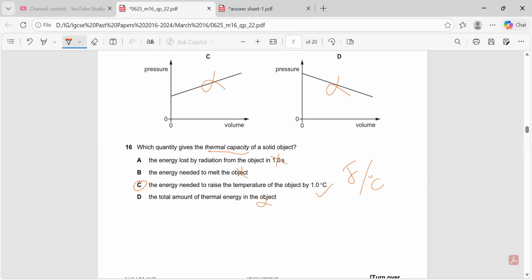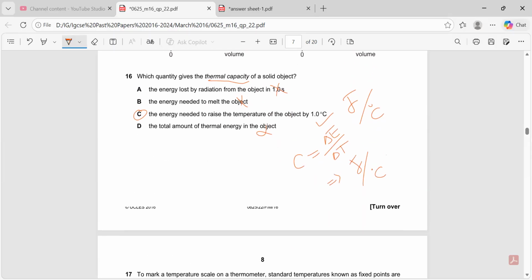that is thermal capacity. If it was specific heat capacity, then the energy needed to raise the temperature of the object of 1 kilogram by 1 degree Celsius, then it was specific thermal capacity. So thermal capacity only means mass will not be mentioned. It will be the energy needed to raise the temperature of a substance by 1 degree Celsius. So thermal capacity is equal to change in energy per degree Celsius. So even that can be the formula. That's why unit is joules per degree Celsius. Okay, my dear friends. So question number 16, answer is C.